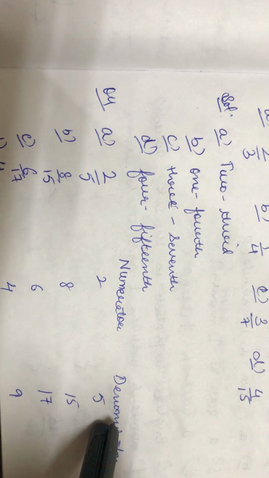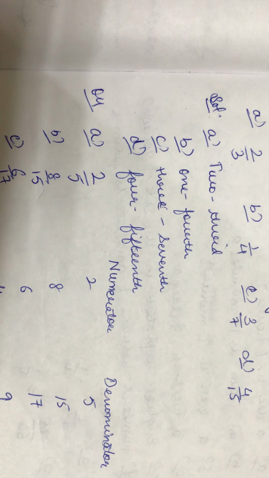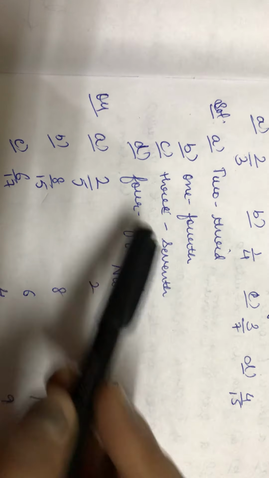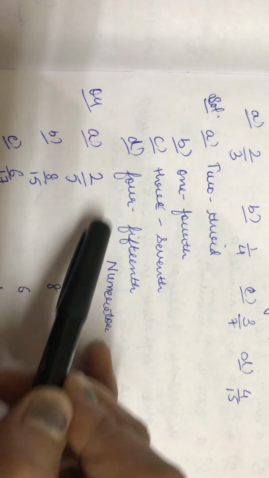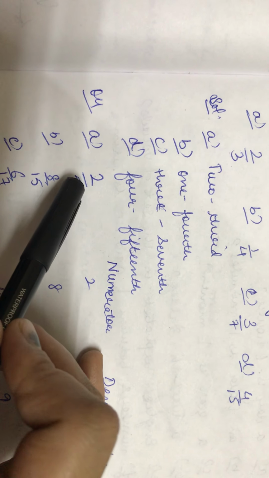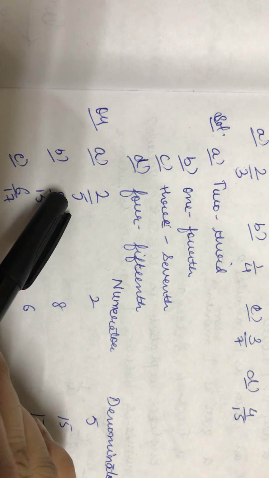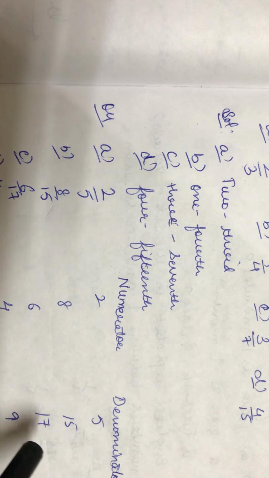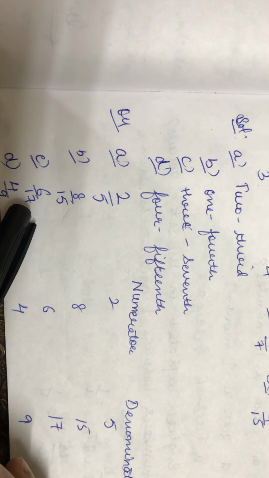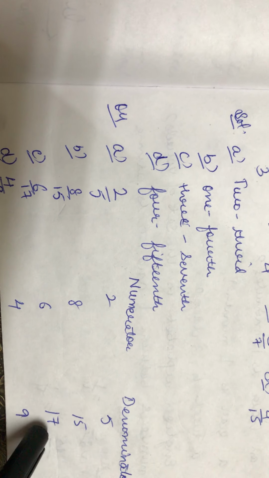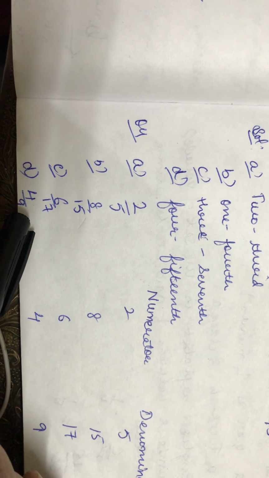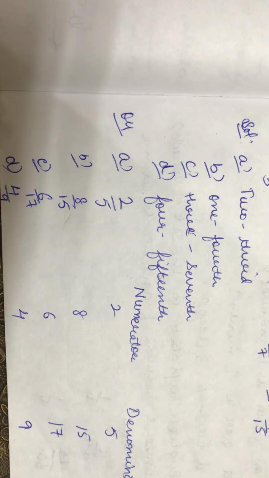Fourth question is, from these fractions given in the question you have to tell what is the numerator and what is the denominator. Now in the A part, the numerator is what? The upper portion, that is 2, and the denominator is the lower one. So denominator is 5. B part, numerator is 8 and denominator is 15. C part, numerator is 6 and denominator is 17. D part, numerator is 4 and denominator is 9.